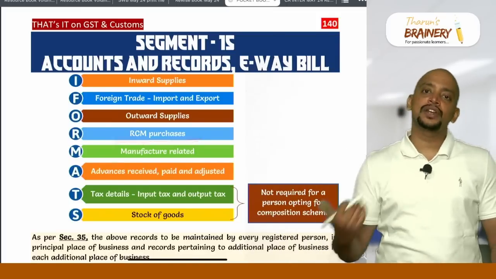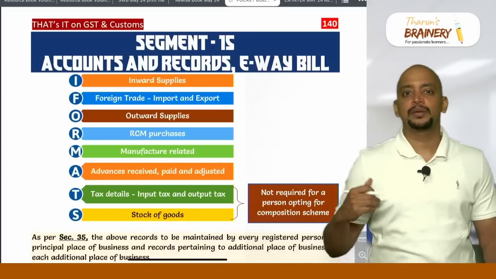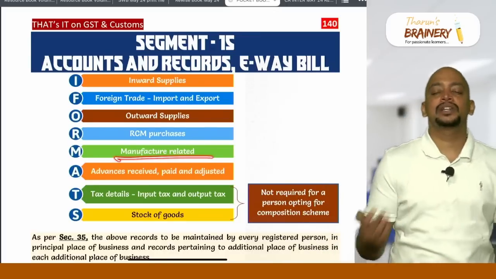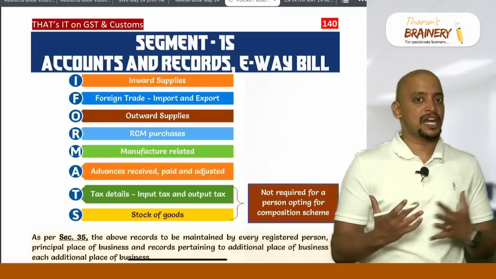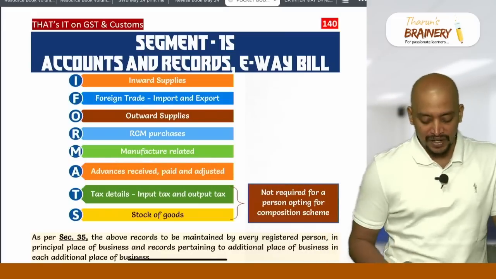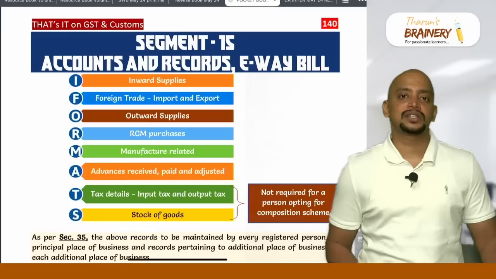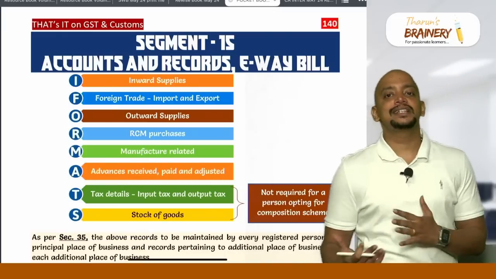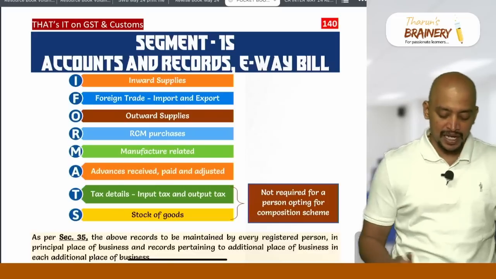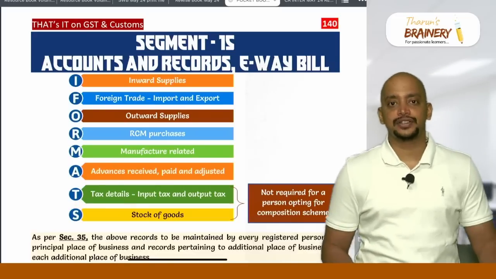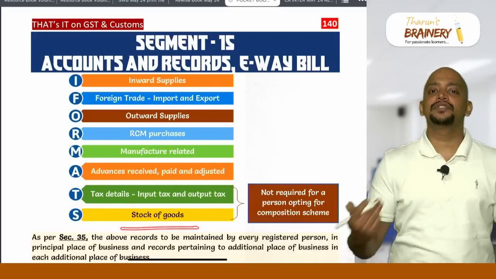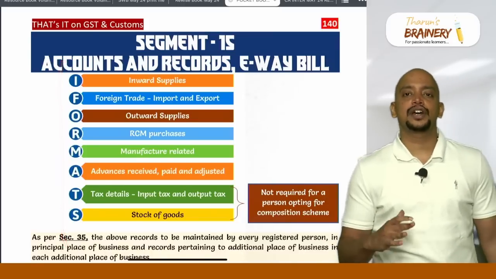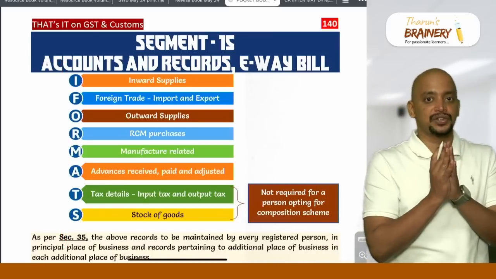R, RCM purchase: out of the inward supplies, what are the purchases on which GST is payable under RCM? M for manufacture and production related records, but this is applicable only in case of a manufacturer, not a trader or service provider. Then A, advances received, paid or adjusted: advances received from the customers and advances paid to the suppliers, and adjustment of advances for the purpose of payment of liability. And T, tax details, input tax and output tax, and stock of goods along with the details of the place where that stock is stored. So these are the various accounts and records to be maintained by a registered person as per section 35.